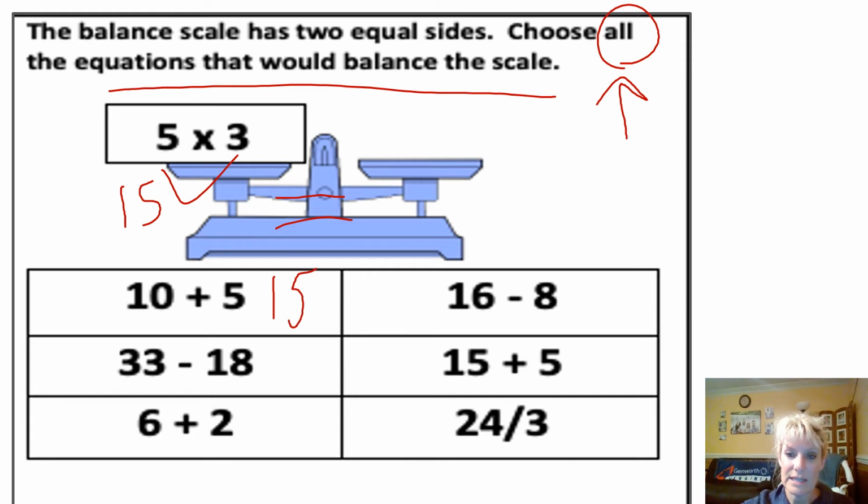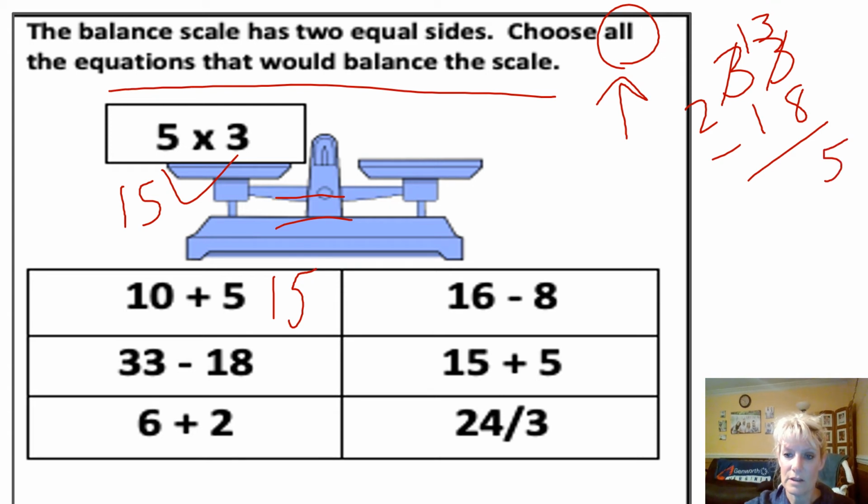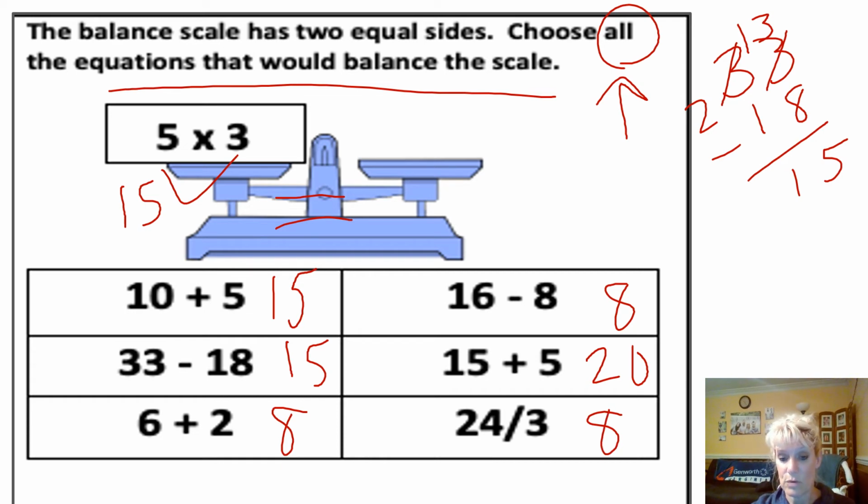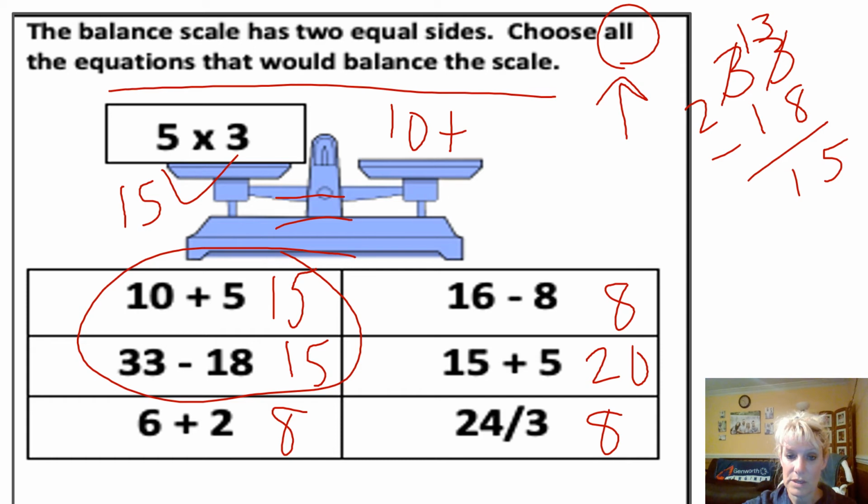33 take away 18. You know, I'm just going to come right up here, and I'm going to figure that out. So this is 2. That becomes 15 right here. 6 plus 2 is 8. 16 take away 8 is 8. 15 plus 5 is 20. 24 divided by 3 is going to be 8 because 8 times 3 is 24. So I notice that I have 2 right here that would equal 15. So I could put 10 plus 5 up here, or I can put 33 take away 18, because both of those equal 15.